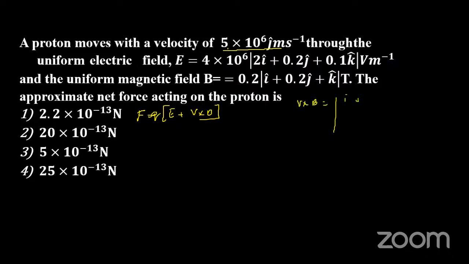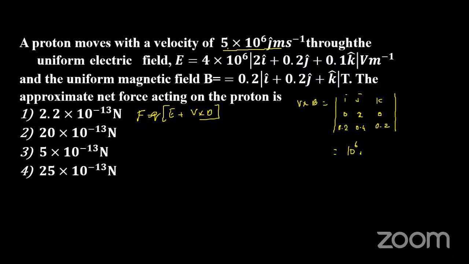i, j, k, v. v is only along the j axis. So i is 0, k is 0, and in j let us say there is x. Next the magnetic field is 0.2, this is 0.4 and 0.2. If I expand this determinant, I get only the j axis, which will be x into 0.2 only, everything else becomes 0. What is the value of x? 5 into 10 power 6 into 0.2 will be 10 power 6. I got the answer.